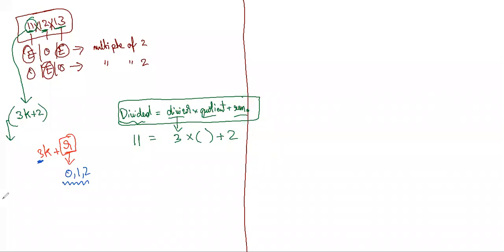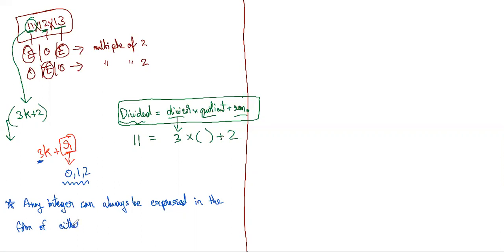So that means, important point, any natural number or any integer can always be expressed in the form of either 3k or 3k plus 1 or 3k plus 2. Does anyone have any doubt in this statement? If you have a doubt, let me know.